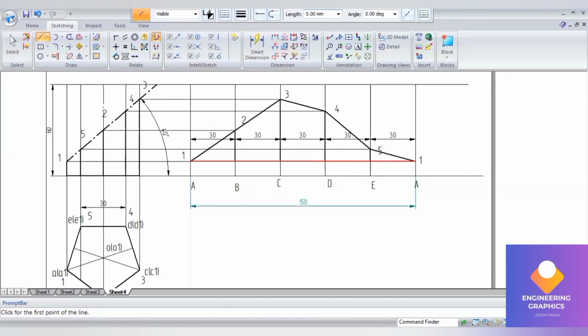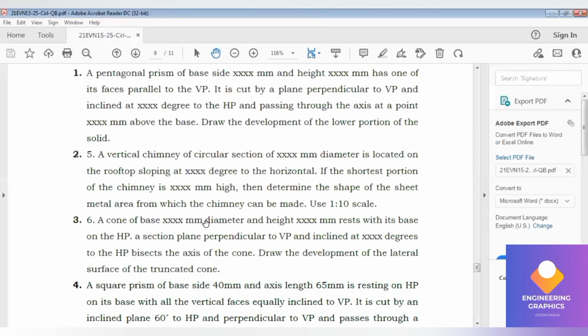Okay, now we move on to the next problem. That is problem number 2: a vertical chimney of cross section dash mm, circular cross section.